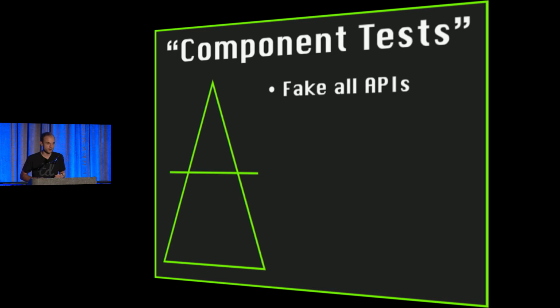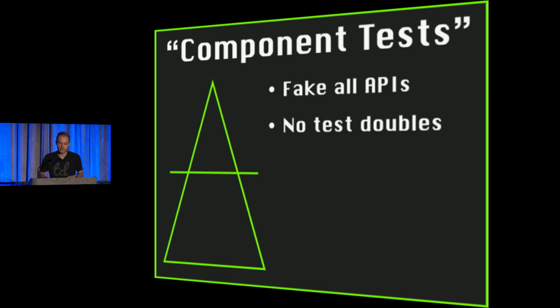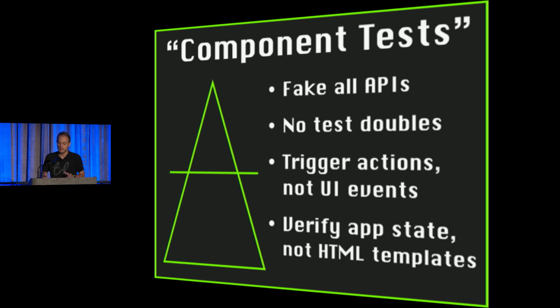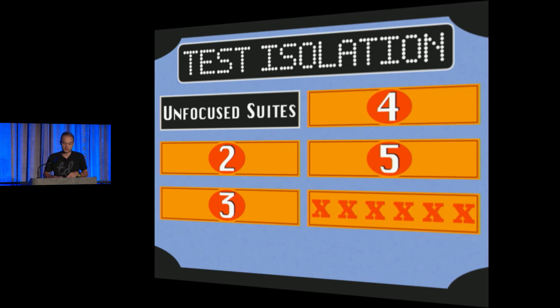But we all agreed up front to establish some norms, like we're going to fake all the APIs, we're not going to use test doubles, we're going to trigger logical actions, not UI events, and we're going to verify app state and not HTML templates. And we had to police ourselves to make sure that we didn't stray from this, because it would be too easy to start becoming inconsistent.